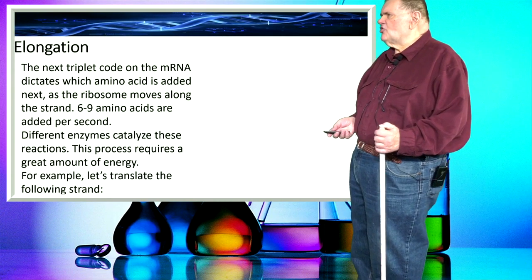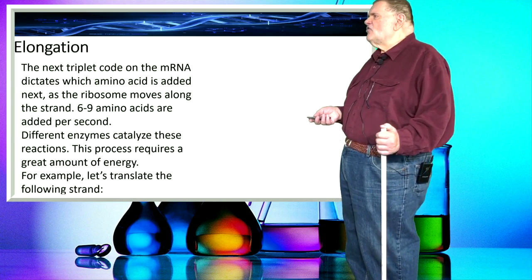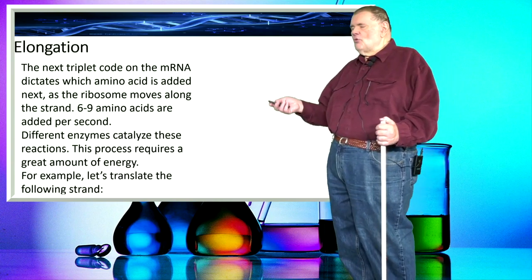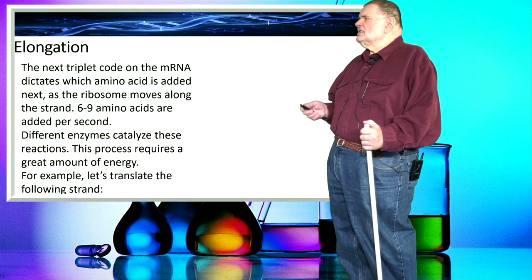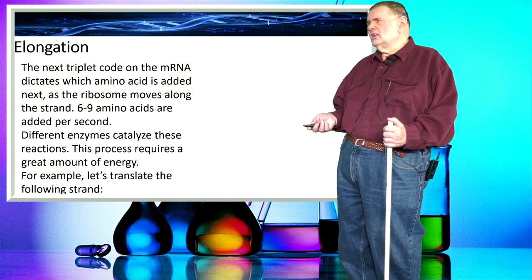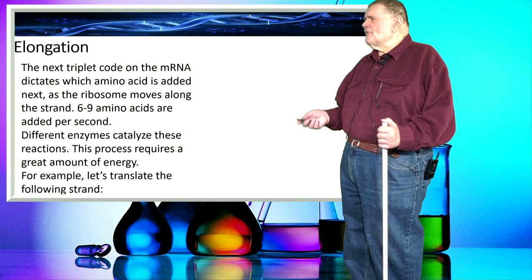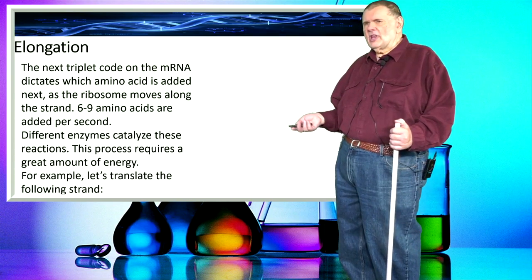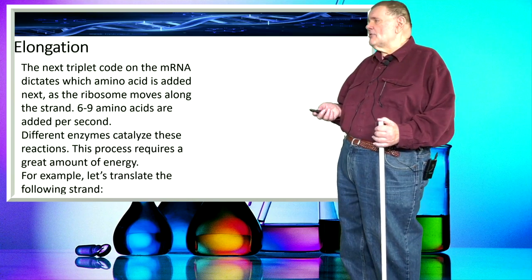During elongation, the next triplet code on the messenger RNA dictates which amino acid is added next as the ribosome moves along that strand of RNA. 6 to 9 amino acids are added per second. So it's a fairly fast process. It's ongoing. Different enzymes will catalyze these reactions. So there's a number of them. That process does require a great amount of energy.